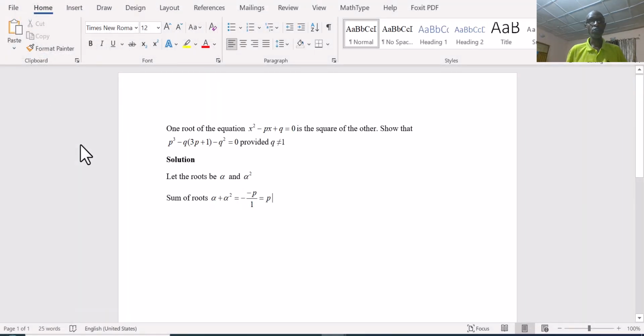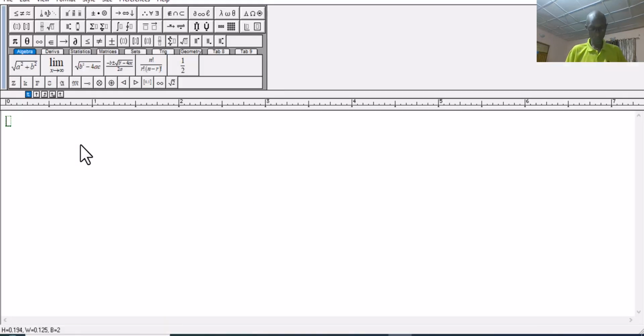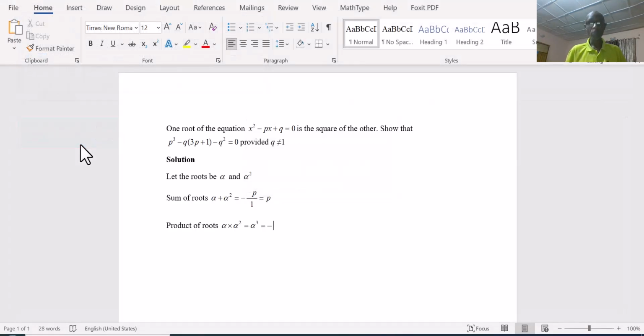The product of the roots will be alpha times alpha squared, which is alpha cubed, equals q over 1, which is q. So we are getting the sum of the roots and the product of the roots.